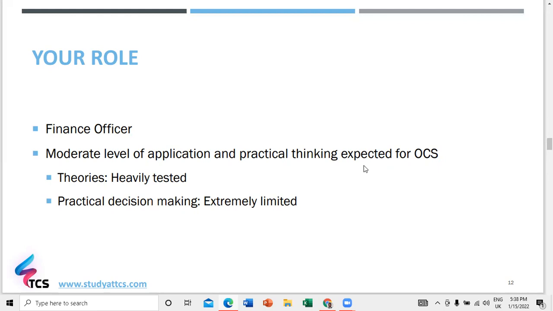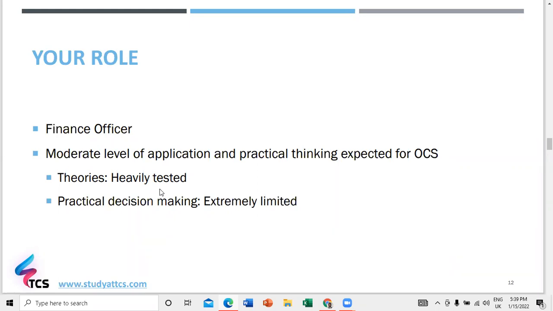So you don't need to have a lot of practical thinking, because at the operational level, a lot of theoretical or technical areas will be tested. So you need to have a moderate level of application and practical thinking. And on top of that, I need to tell you, theories will be heavily tested. So the concepts as well as the theories which you learned under E1, F1 and P1 will be heavily tested.